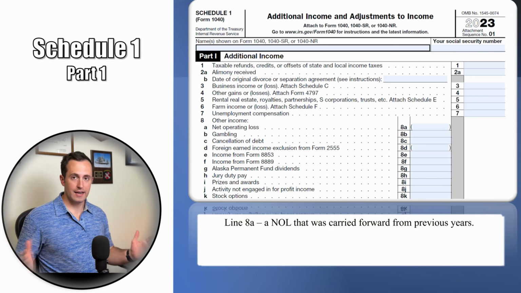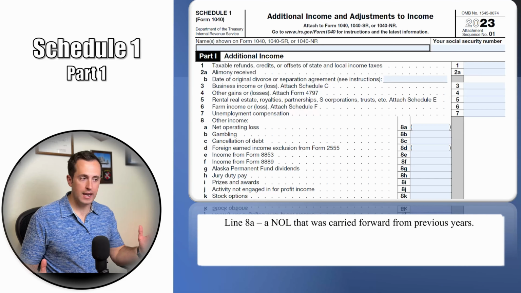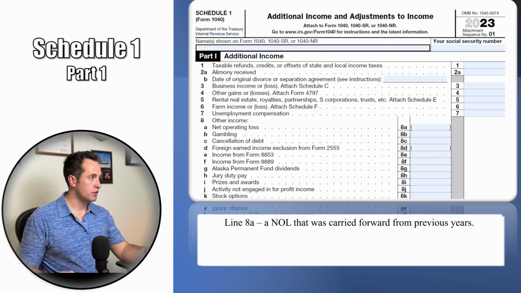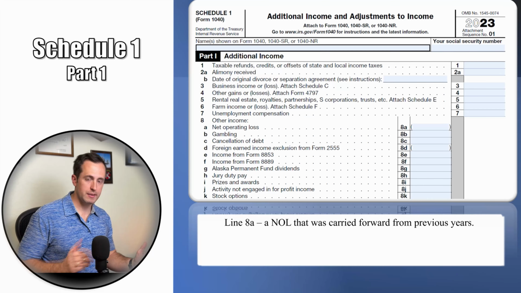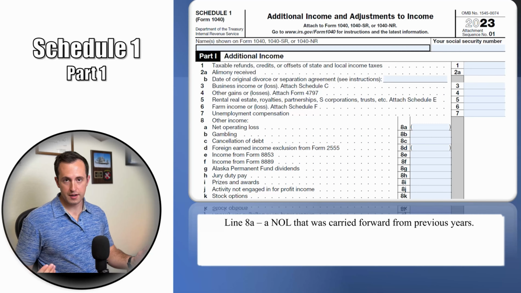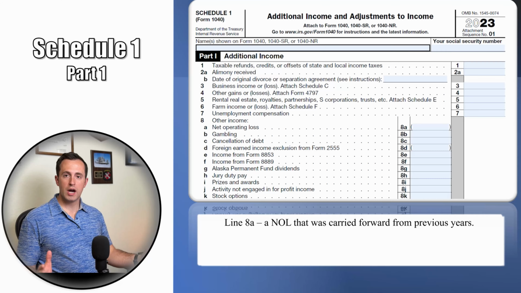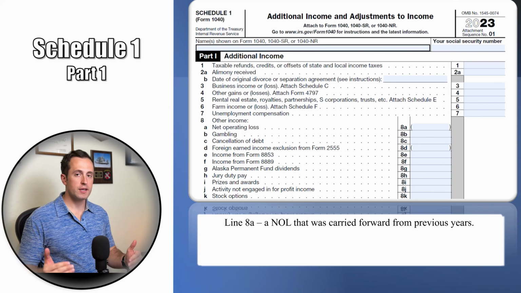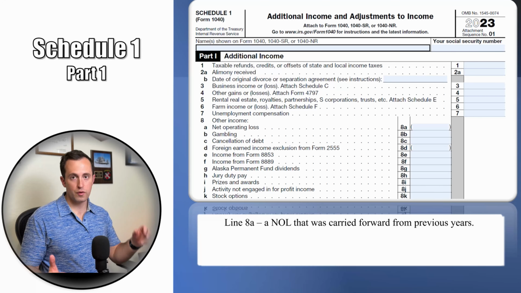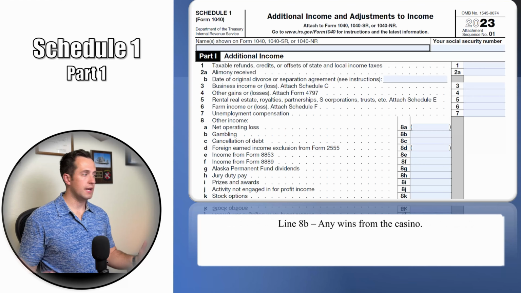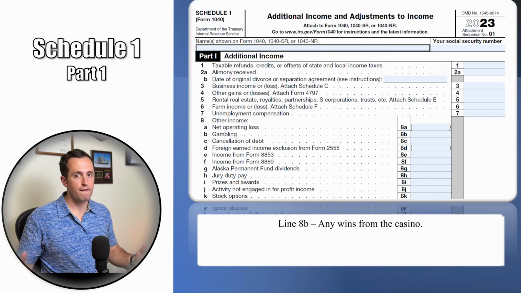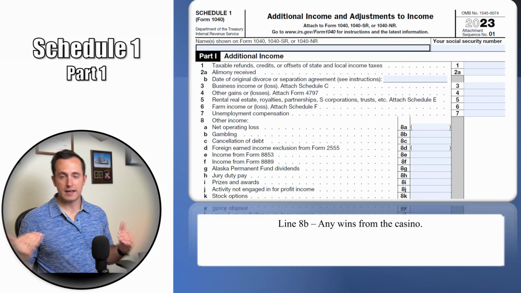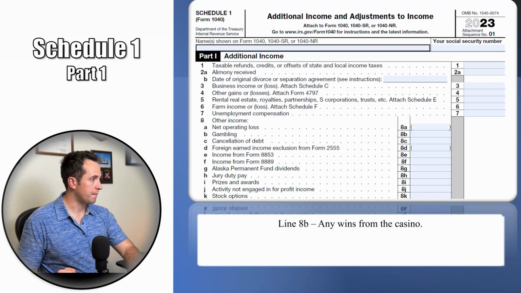Now, starting in 8, there's a whole lot of subcategories in 8, but we're going to be starting out with A. So this is going to be a net operating loss that was basically carried forward from previous years. Now, if you're just working a W-2 job, I wouldn't worry about it, but if you are operating some sort of business, that could be particularly useful in this case. 8B, gambling. Basically, any wins that you're getting from a casino, from a lottery ticket, things like that, that's going to be going in 8B.